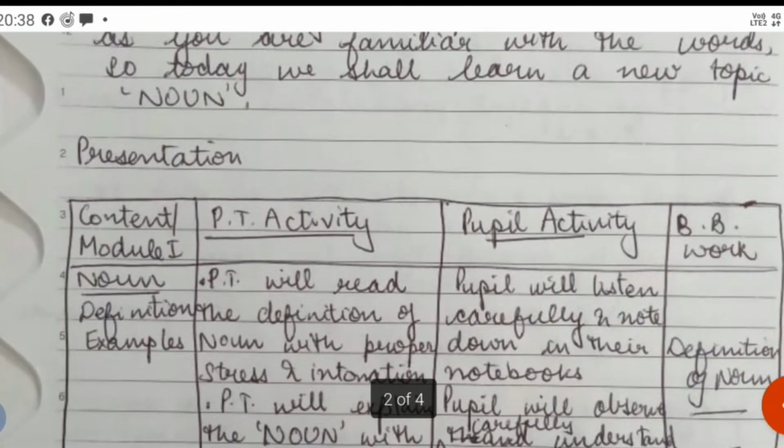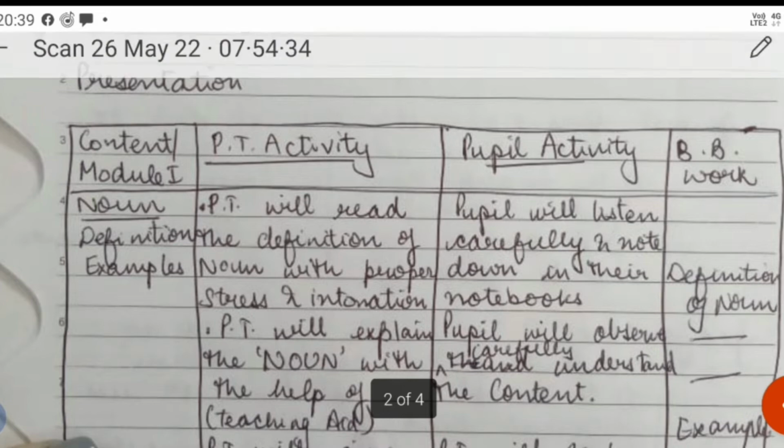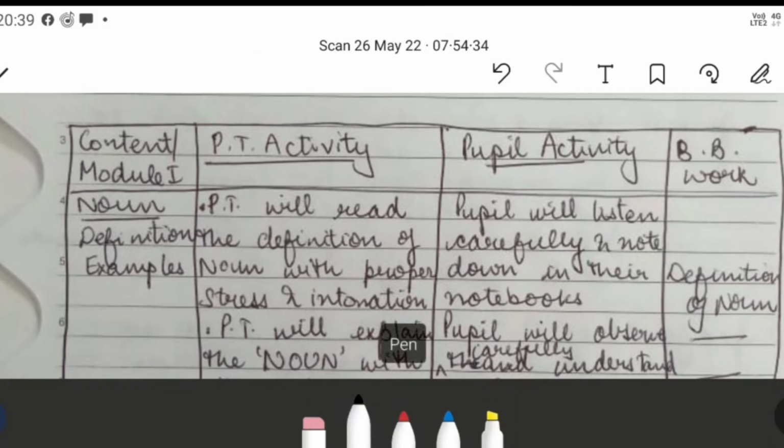अब यहाँ पर क्या करना है आपने, कंटेंट, ये 4 सेक्शंस आपने बनाने हैं. कंटेंट और मॉड्यूल 1 जिसमें आपने नाउन लिख दिया, नाउन की डेफिनेशन एंड एग्जांपल्स, राइट. आपने सिर्फ हेडलाइन लिखनी है. You are not supposed to write the entire thing, and if you want to write you can write just a few things, not the entire thing. Then PT activity. पीटी एक्टिविटी में आप क्या लिखोगे? PT will read the definition.